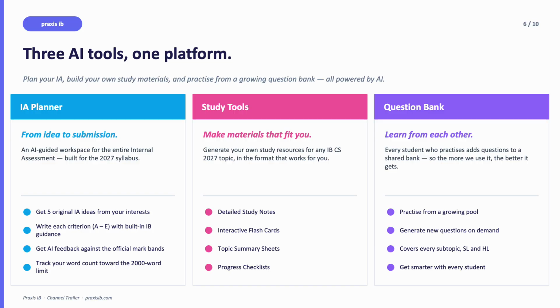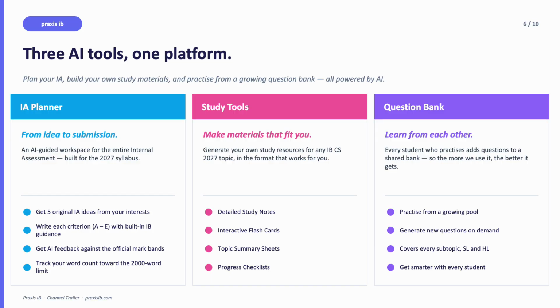Now let's talk about what's actually waiting for you on the platform. 3 AI tools that work together. First, the AI Planner. The internal assessment is the part of IB Computer Science that stresses students out the most. And the planner is built to take that stress away. You start with idea generation. Tell it your interest and your preferred programming language, and it gives you 5 original exam-ready IA ideas.